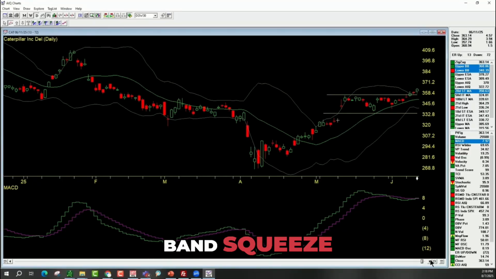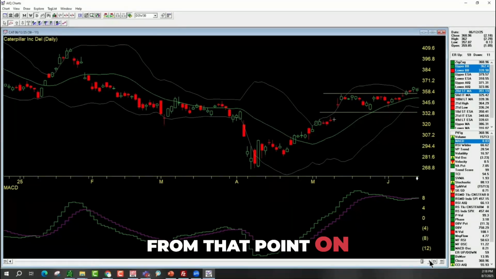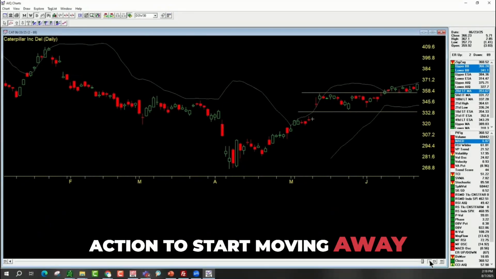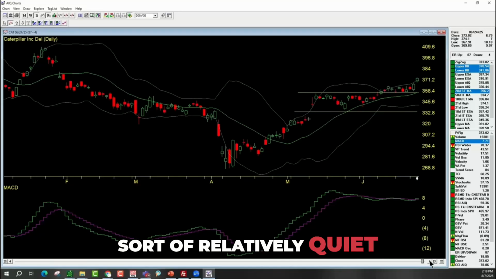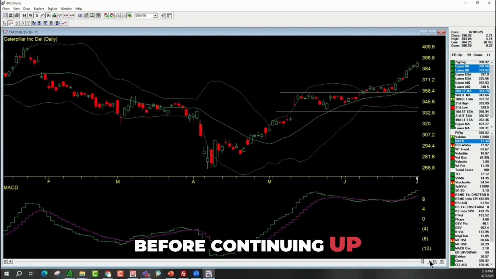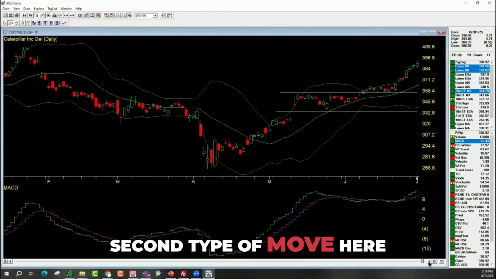You've got the Bollinger Band squeeze, and you've got the MACD to confirm the direction. From that point on, we're looking for price action to start moving away. As you can see, it does, in a relatively quiet pattern for a while before continuing up. Notice what's happened here. This is our second type of move.